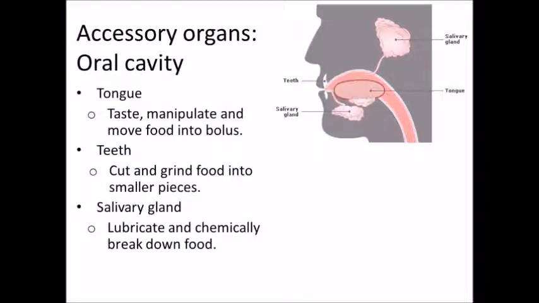And the second one is teeth, which help us to cut and grind food into smaller pieces to increase the surface area, as I said. This function overlaps with the stomach, which also has segmentation, that is to churn the food back and forth so that it breaks down into smaller pieces. And the third one is the salivary gland. It helps to lubricate and chemically break down the food. This function is one that almost all the digestive organs have, like the stomach, duodenum, and small intestine.